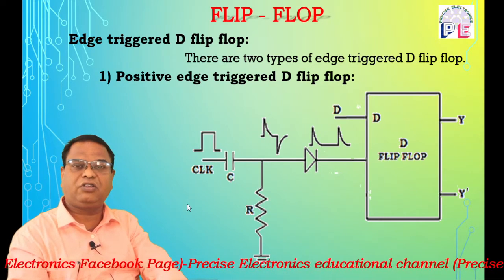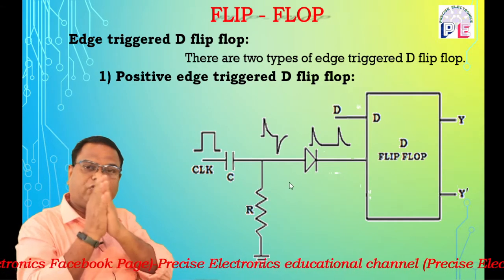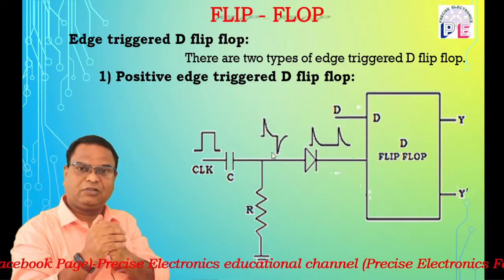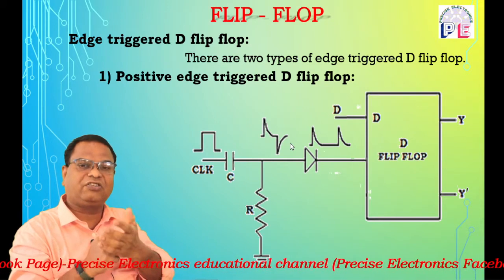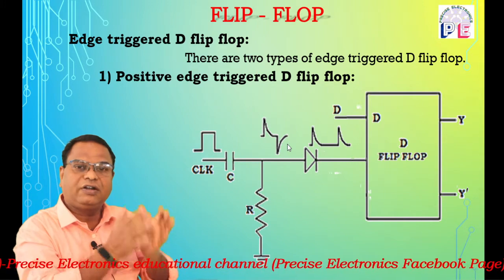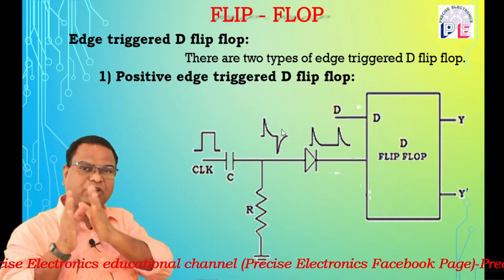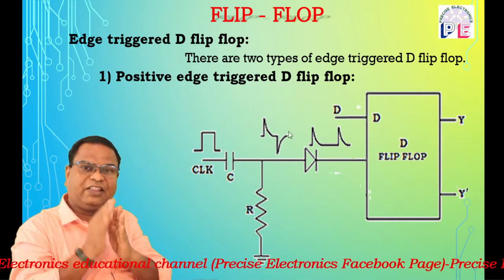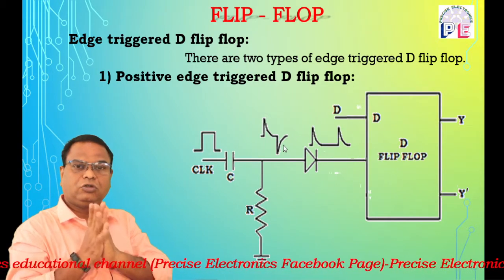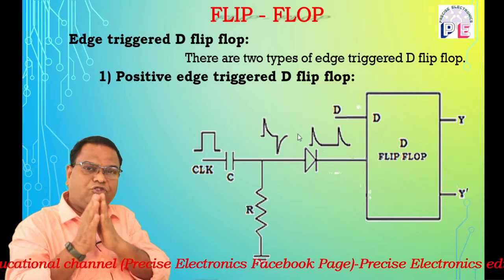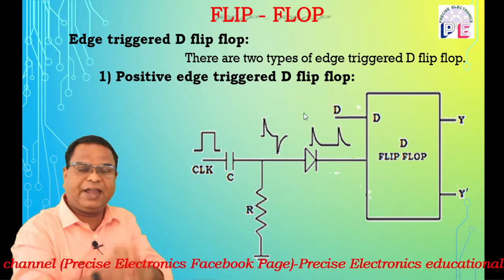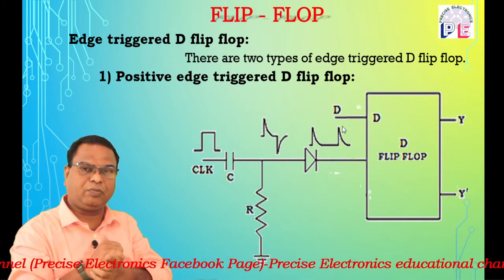The RC network converts the square pulses into spikes. The positive-going and negative-going clock pulses, or edge triggers, are applied to the diode circuit. The RC network converts the clock pulses into spikes, and these waveforms are now applied to the diode. What is the use of the diode? The diode is used to pass only the positive pulse through it, and that is applied to the clock terminal of the D flip-flop.